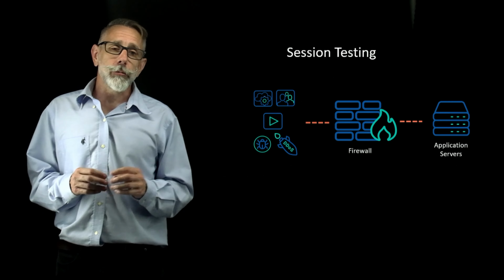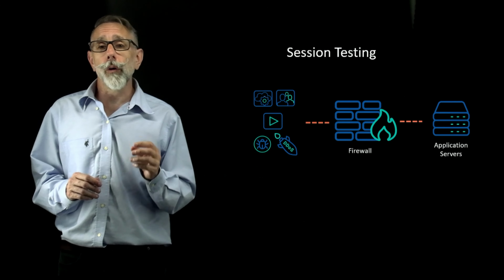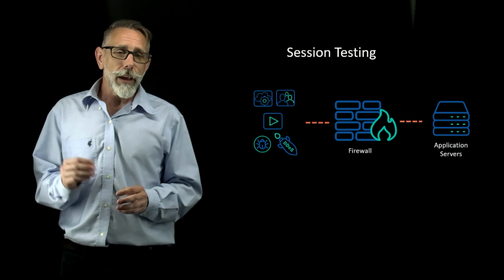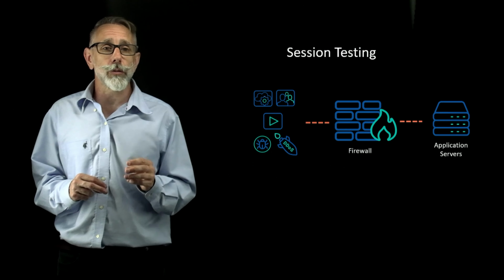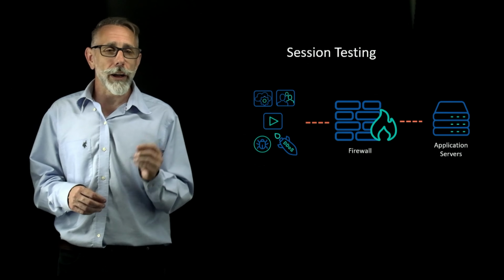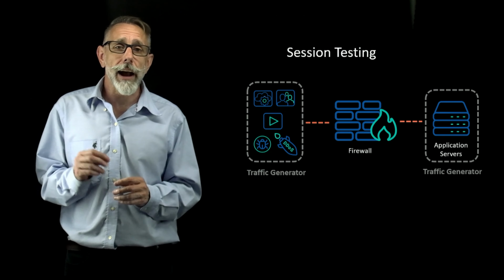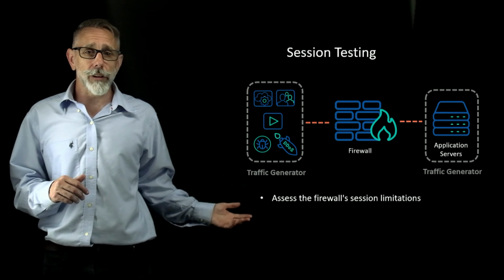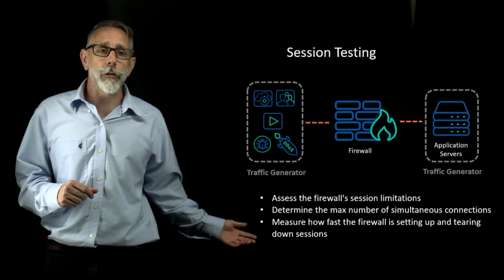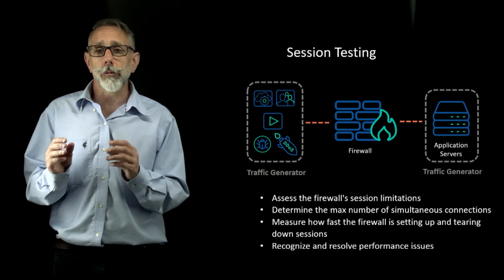Another important consideration when testing firewalls is session testing. Constantly high session usage can lead to an overload situation. This causes the firewall to slow down, resulting in performance degradation. In this case, you need to identify the specific type of sessions responsible for the overload. This could be something like TCP, UDP, ICMP, or SSL proxy. By using a traffic generator to hit the firewall with TCP and UDP traffic at a very high rate, you can assess the firewall session limitations, determine the maximum number of simultaneous connections it can withstand, measure how fast the firewall is setting up and tearing down sessions, and resolve and recognize issues that arise in real-world scenarios.